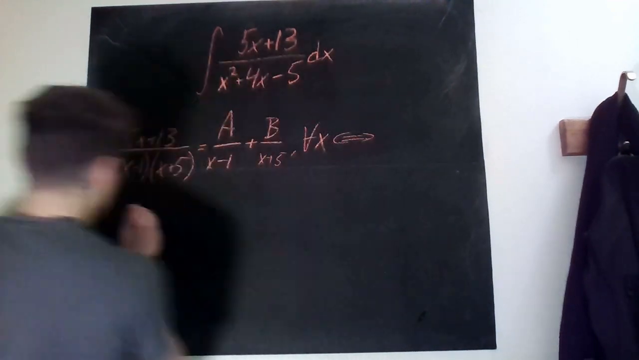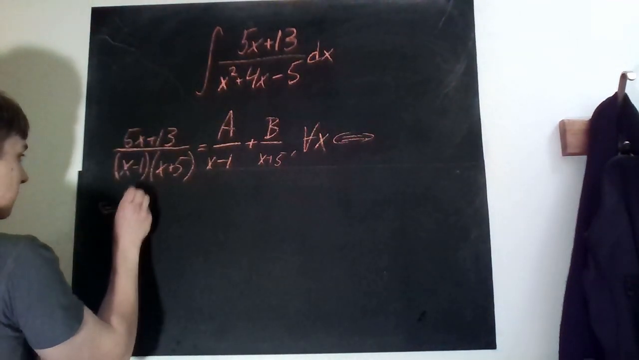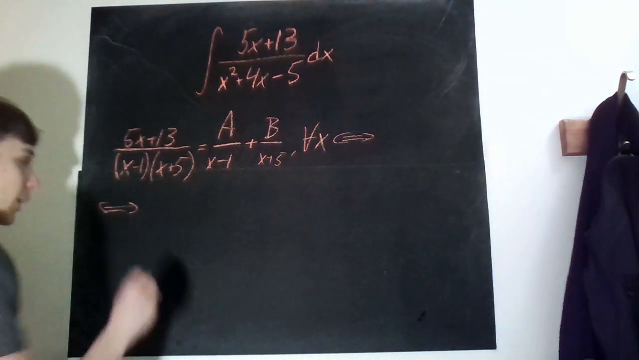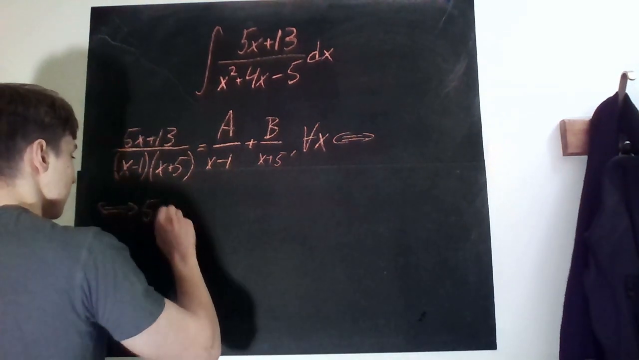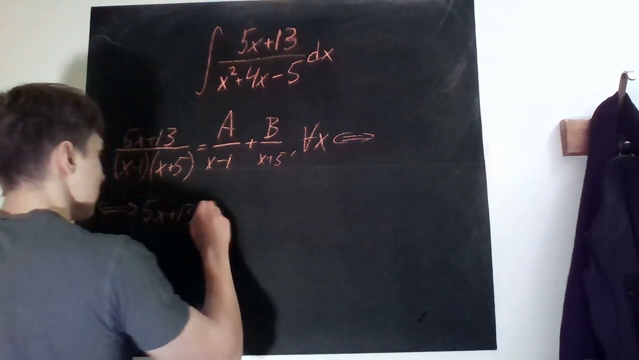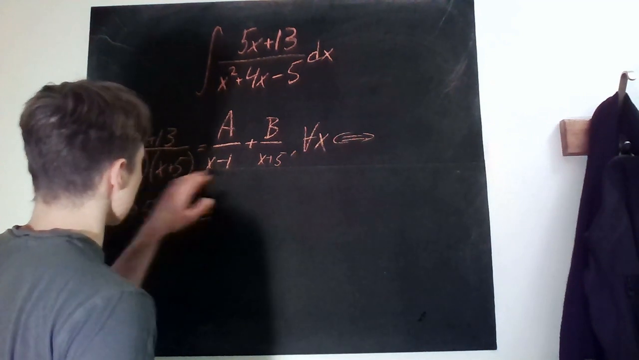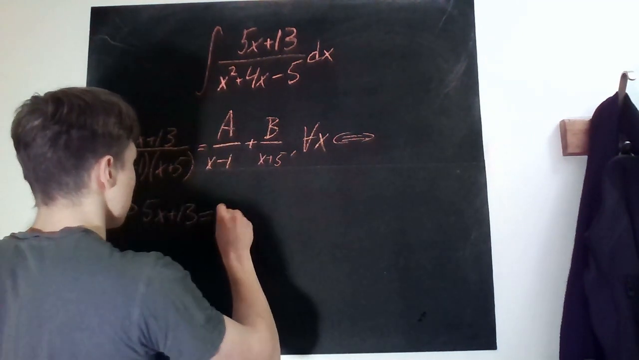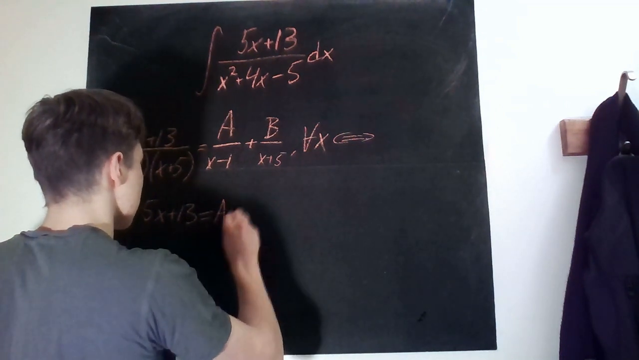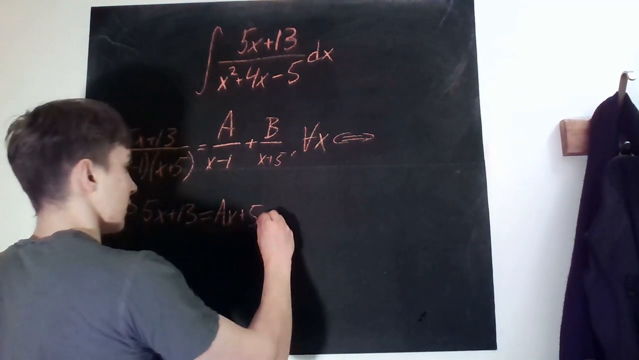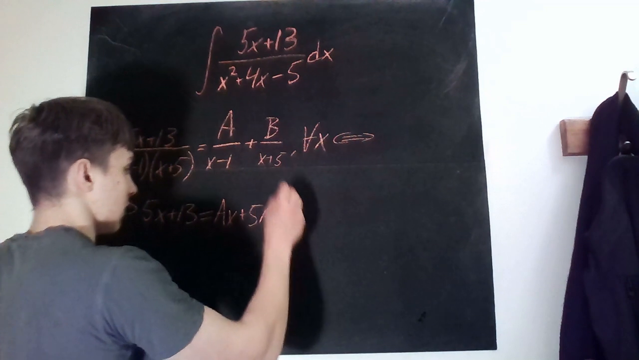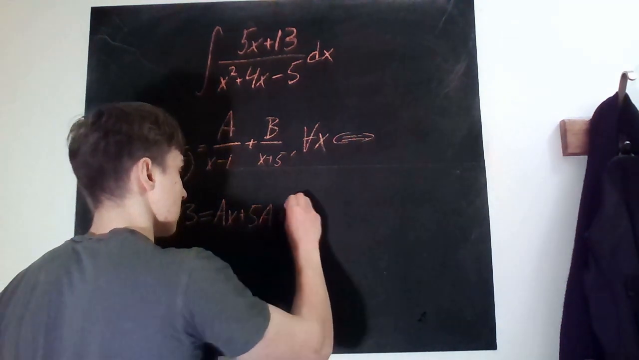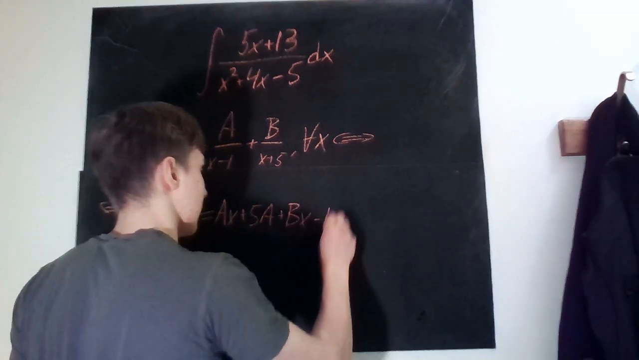So what does this mean? This means after multiplying by (x minus 1) and (x plus 5) everywhere, we get that 5x plus 13 is equal to, well, they cancel out, but we still get a times (x plus 5). So we get ax plus 5a, and then the b gets multiplied by the other factor, so it's plus bx minus b.